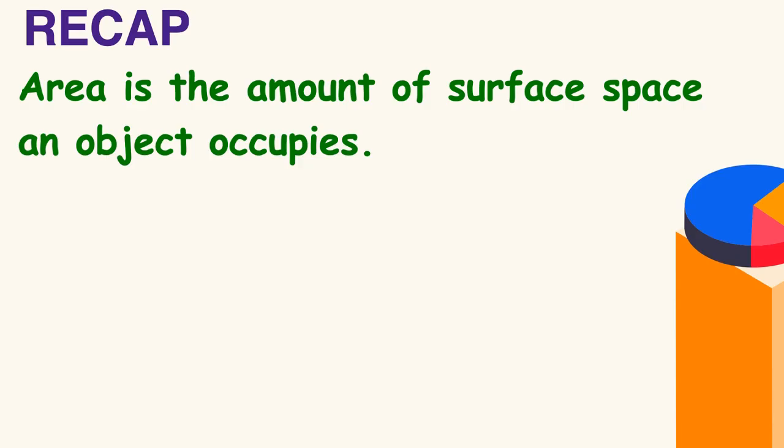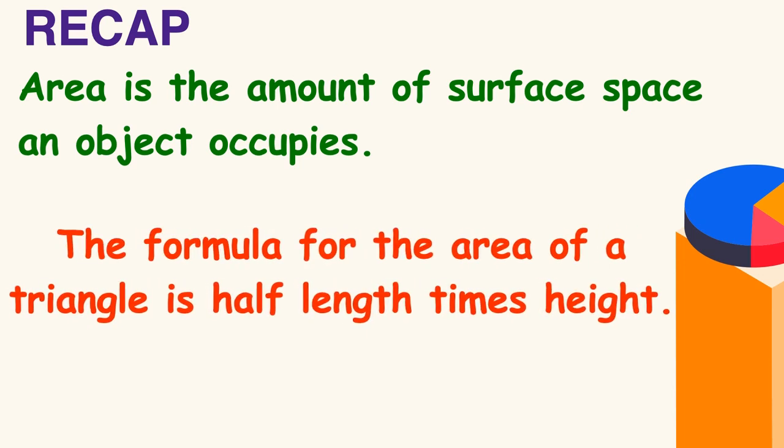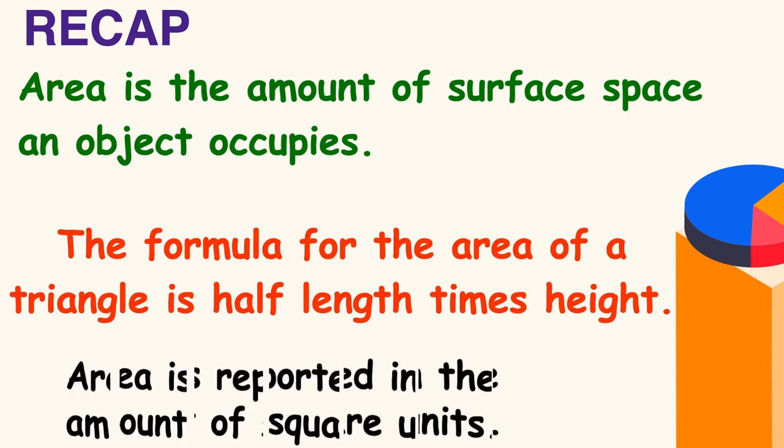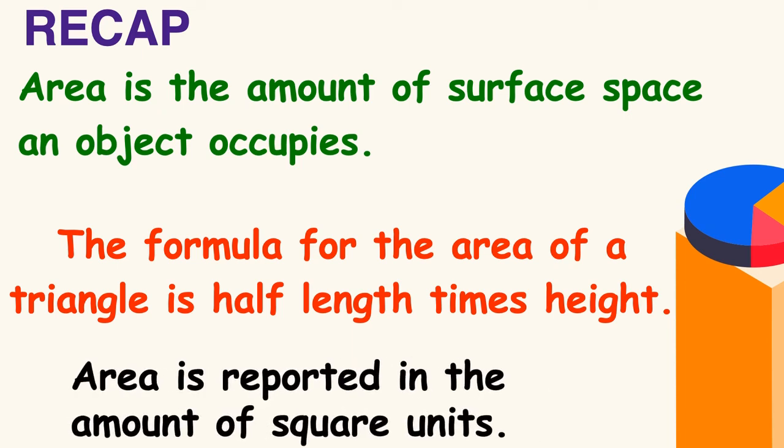Today, we learned about area. We said that the area is the amount of surface space an object occupies. We know that the formula for the area of a triangle is half the length or base times the height. And of course, we are to always remember that area is reported in the amount of square units.